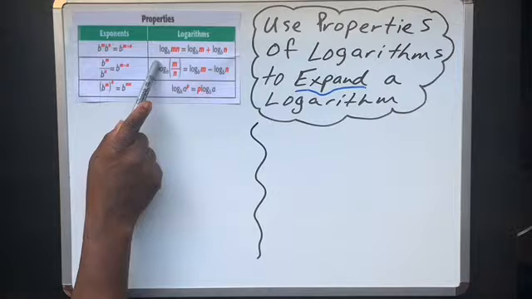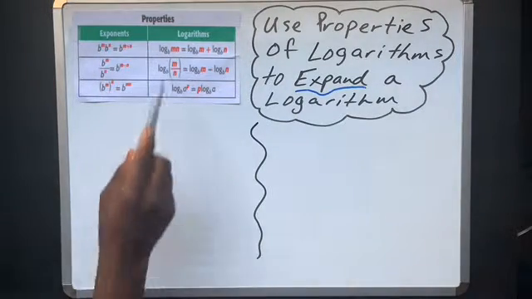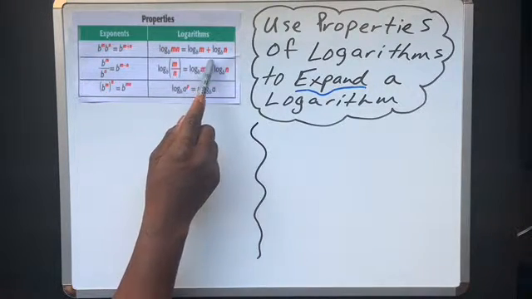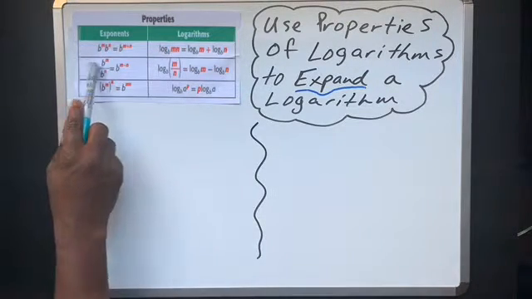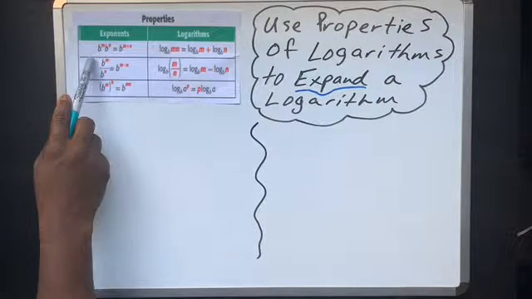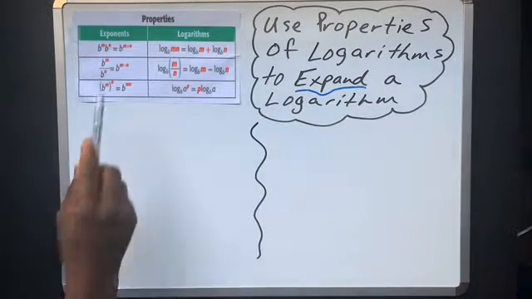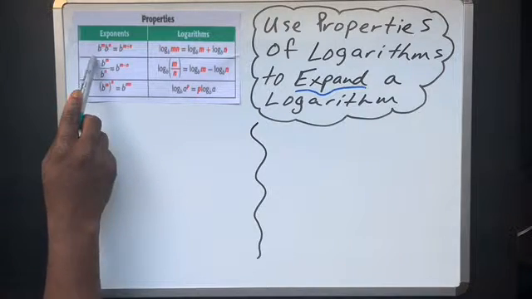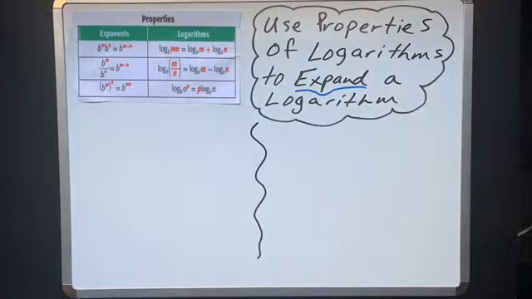Starting with the first one here, we have log base b of m times n, and that is equal to log base b of m plus log base b of n. That's how you read it. Now, notice that when you have b to the m times b to the n, that's equal to b to the m plus n. What that means is, when you're multiplying powers with the same base, keep the base and add the exponents.